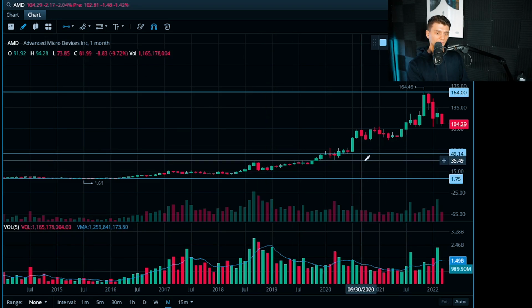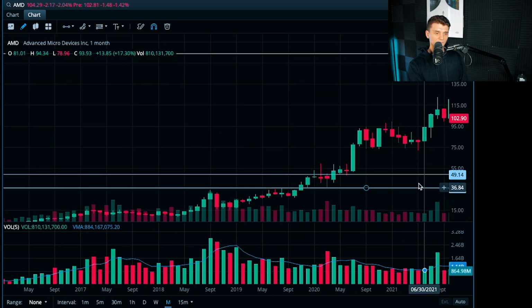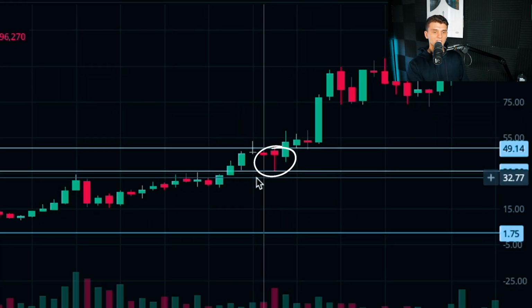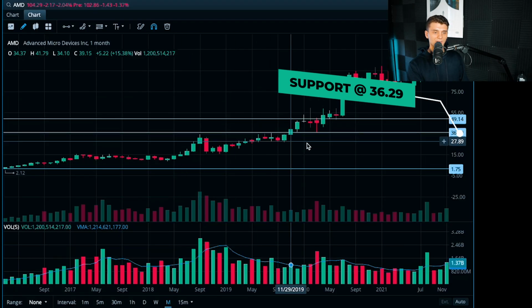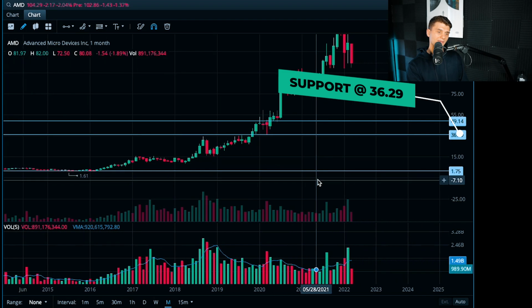So we're going to go ahead and mark that out, because we see these wicks down. If we zoom out a little bit and then come in, we see that we found support in the $36 to $37 range. That was a key area of support on AMD, so we want to mark out that level as well.